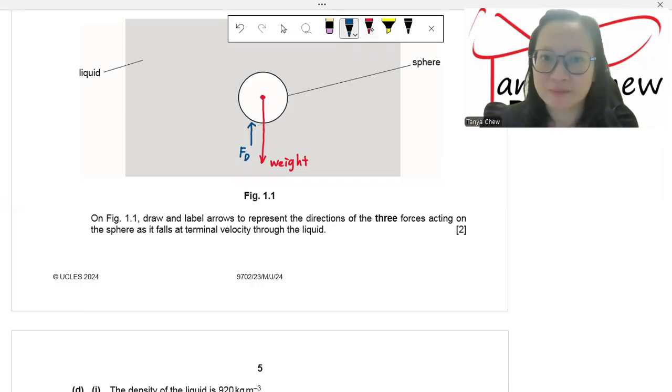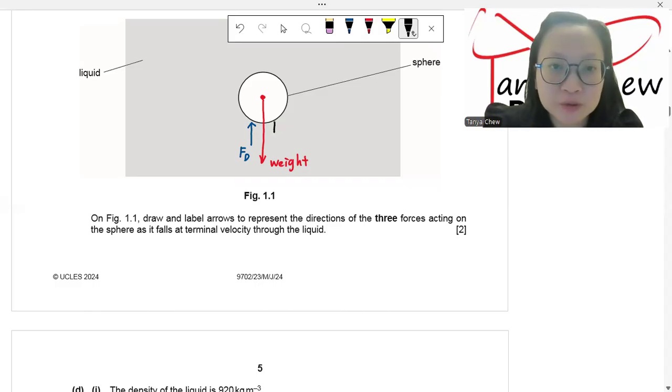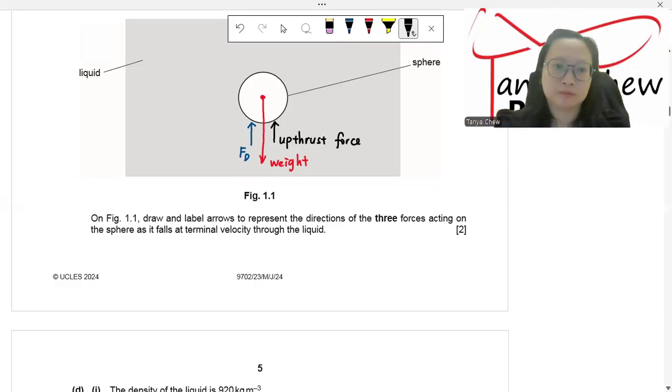And at the same time, since the sphere is being displaced in the liquid, there is also another force which we call buoyant force or upthrust force, that could only act when an object is being displaced in a fluid, either liquid or gas. So the upthrust force is here. Upthrust force. That's all.